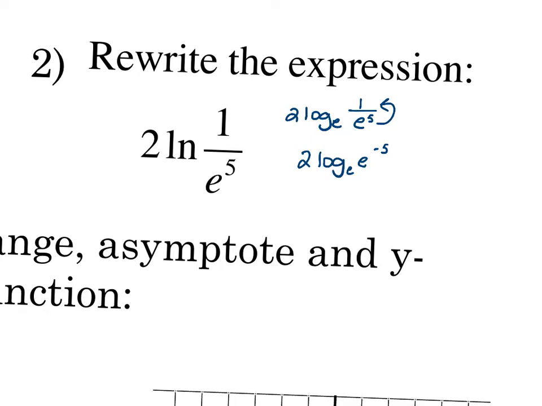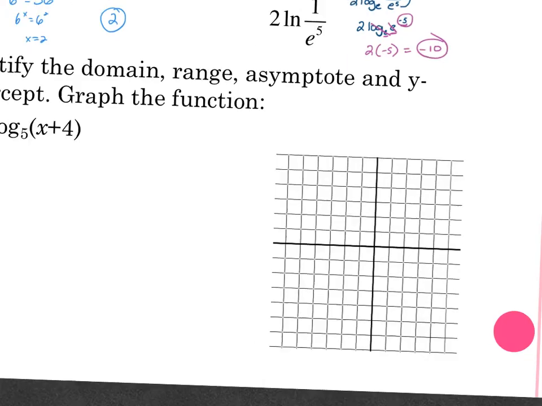And then also in 3.2, we talked about properties of log e or ln of e, right? What happens when the base here is the same as the base here? They cancel out, leaving you with the exponent. So I would get 2 times negative 5, which is negative 10. Okay, then came the graphing.